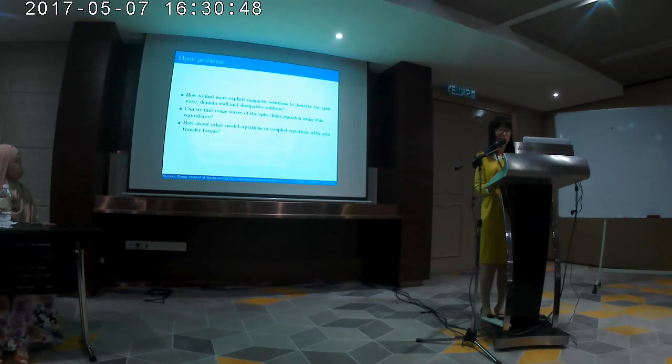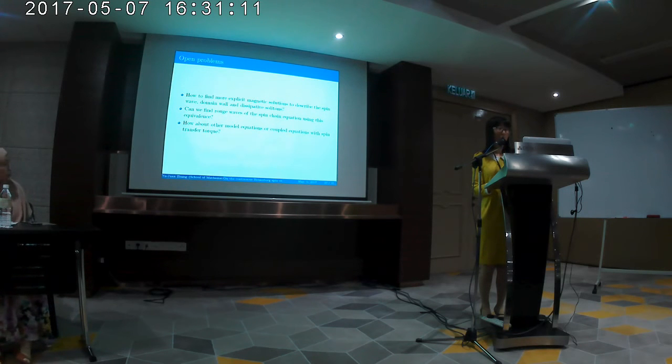Here we have some open problems. The first is how to find more explicit magnetic solutions to describe the spin wave domain and the dissipative soliton, because the domain and the spin wave, these features are important in physics. And second, can we find the rogue waves of the spin chain equation using this equivalence? We have not yet done it from the non-zero seed solution. It's very complicated to compute it.